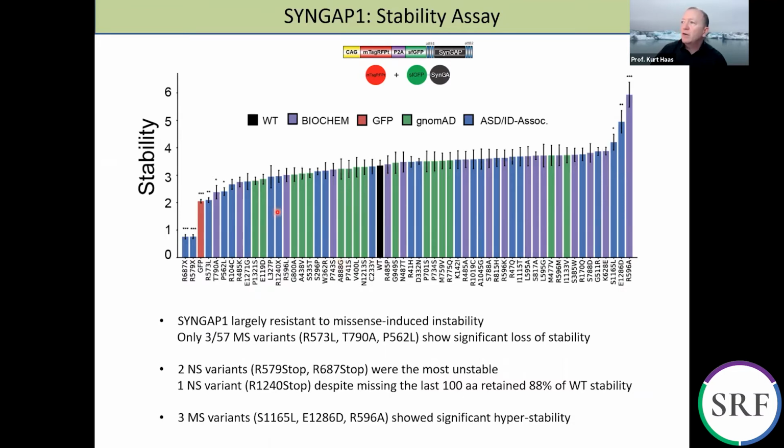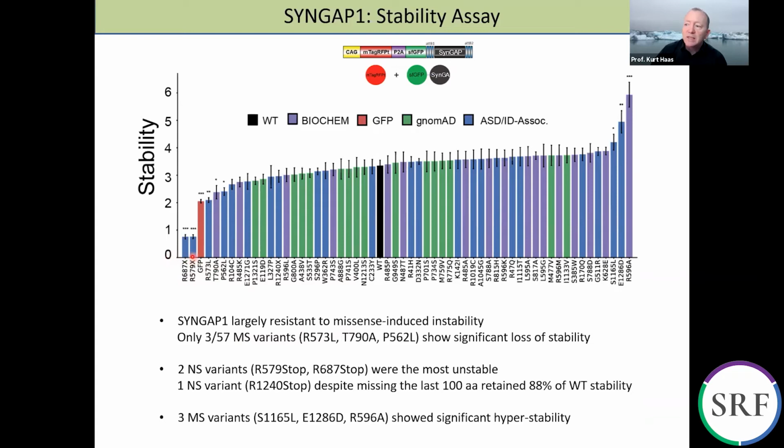And you can see the spread of the 57 variants that we tested. Again, the blues are the autism ID associated variants, the greens are the population controls, and the purples are the biochemical controls. And you can see that in general, SYNGAP1 is largely resistant to missense-induced destabilization. This is likely because it is such a large protein, 1,343 amino acids. There are studies that show that longer proteins are less sensitive to instability, though the mechanism for that isn't completely clear. But that seems to be true here. So there are only 3 missense variants here that show significant instability.